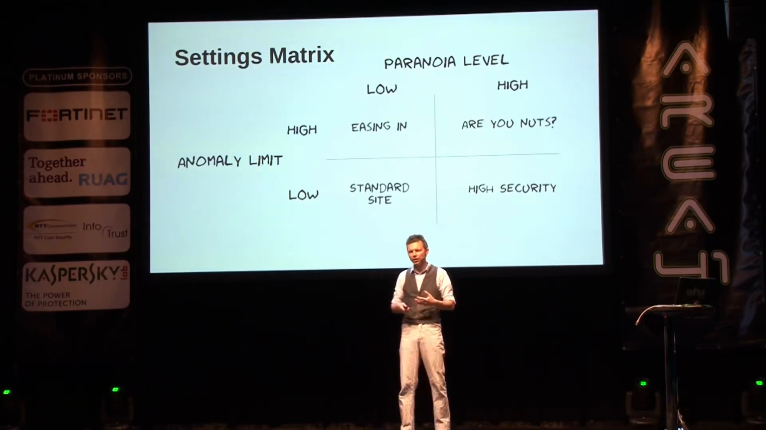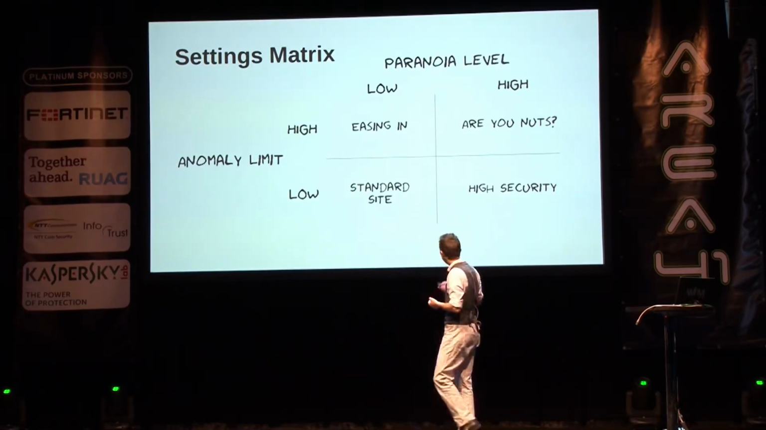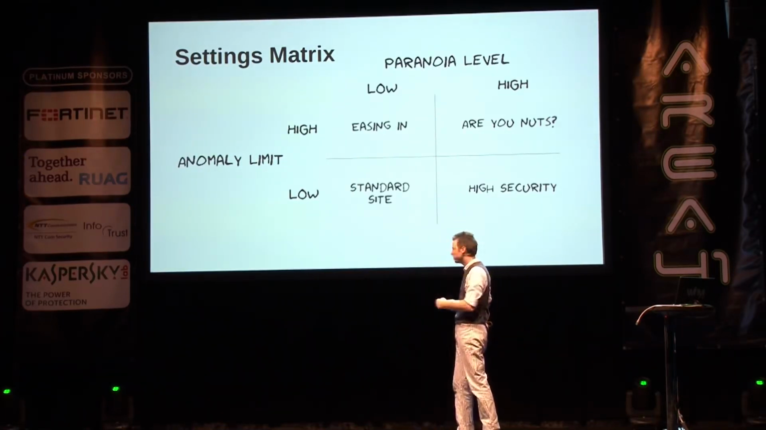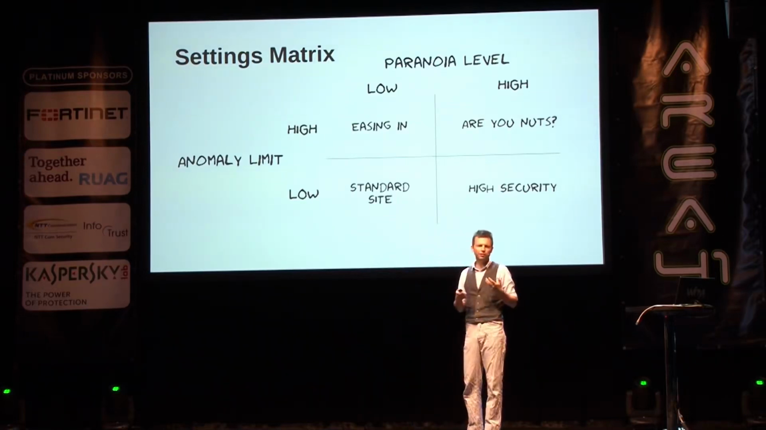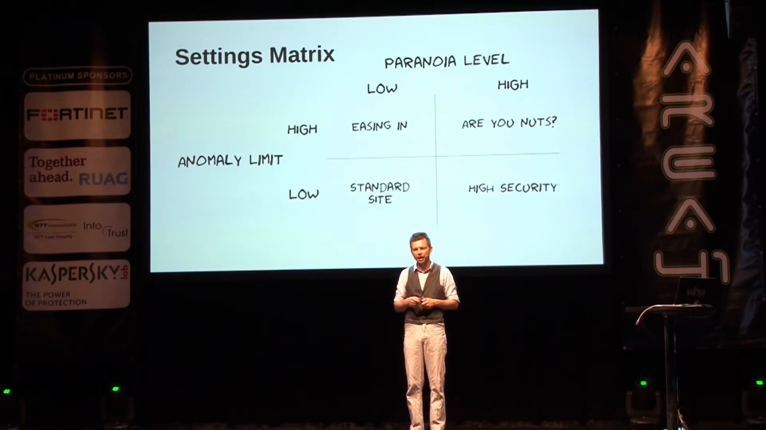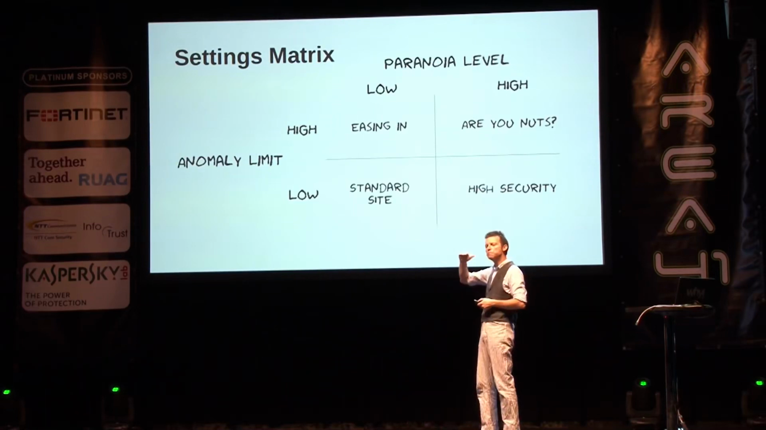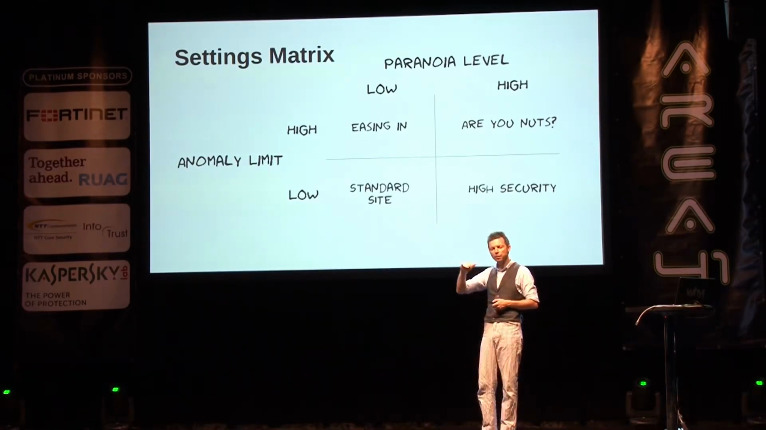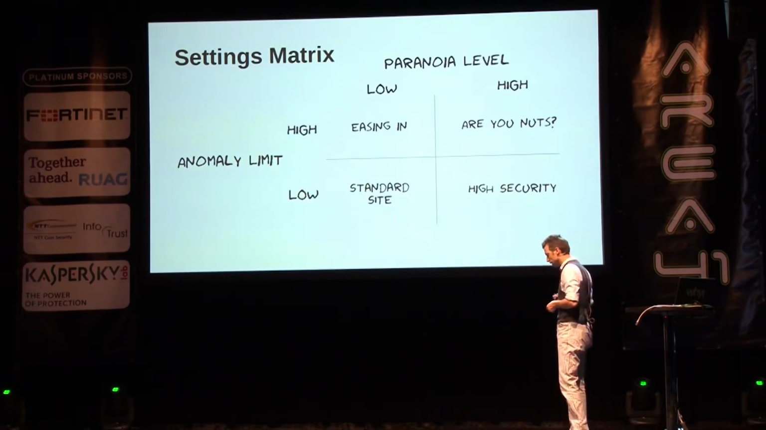That's a lot better than not having the WAF at all. So I would say a low paranoia level combined with a strict low limit and very few false positives, that's a good default. That's what you should be aiming for. And then, if you have a higher need for security, and if your appetite for false positives is higher, then you slowly move up or raise the paranoia level to a higher level. And then you arrive at a high security site.